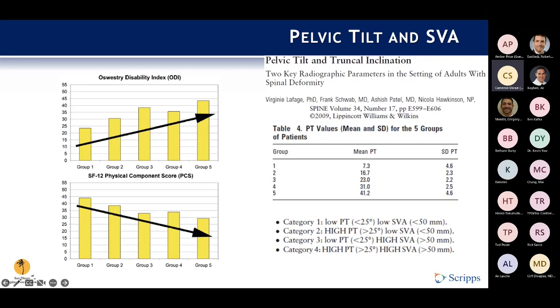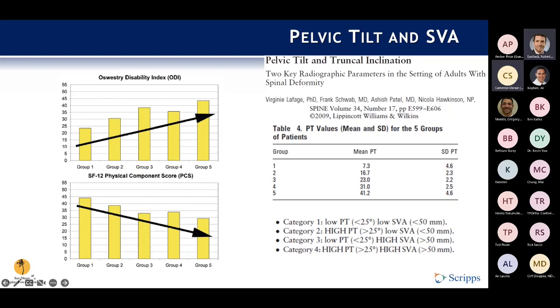However, when you looked at the sagittal vertical axis and truncal inclination, they correlated with ODI, SF-12, and SRS measures. Pelvic tilt also showed a correlation with both quality of life measures as well as sagittal vertical axis, and they determined that high values of pelvic tilt, with compensatory pelvic retroversion for sagittal alignment, was also something they gleaned from this study, which comes into play later.